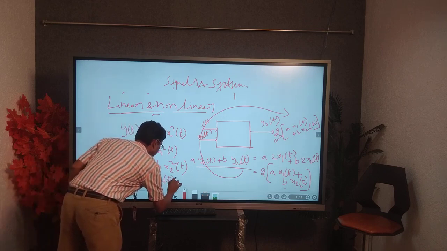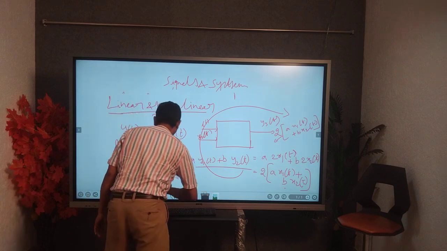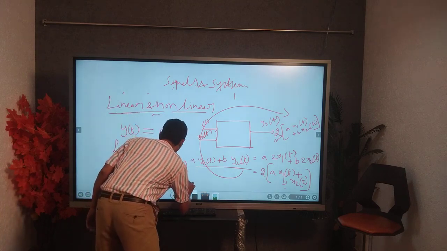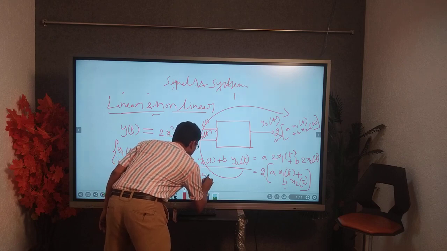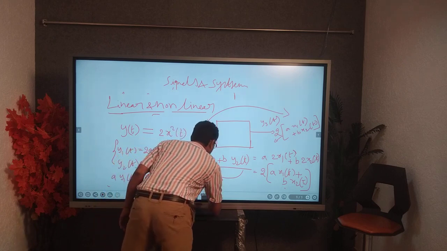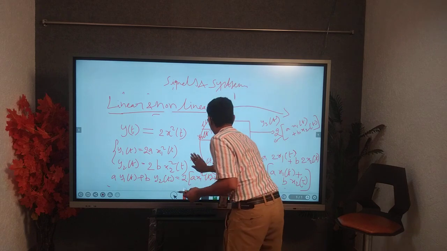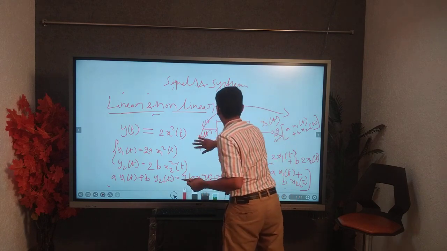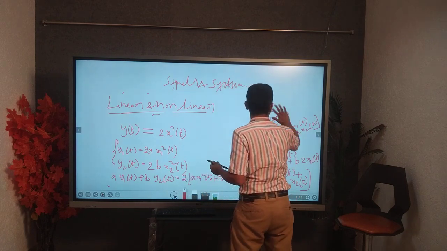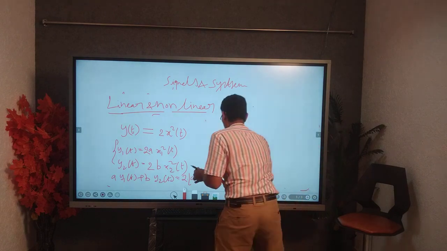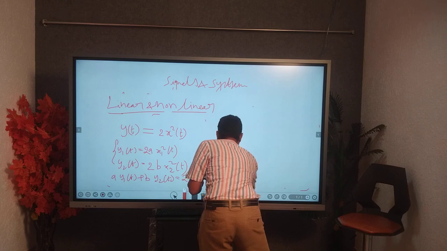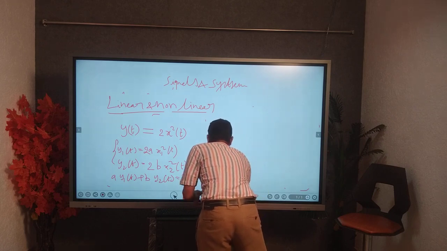That will be equal to, taking 2 common, a x1 square of t plus b x2 square of t.